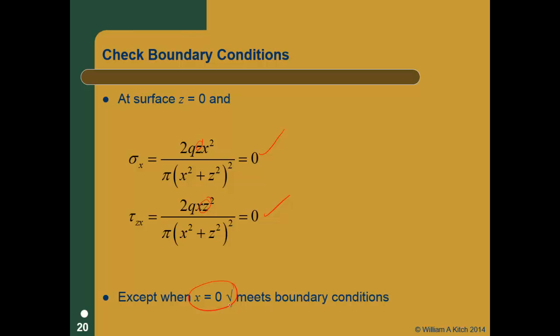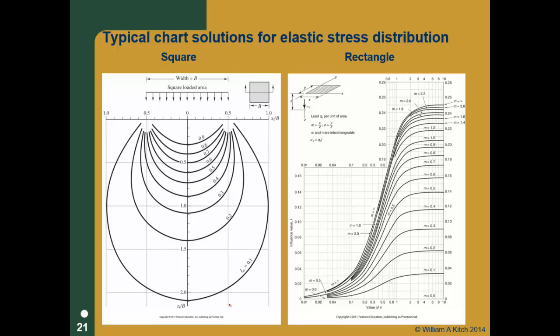So that's good because it checks out for the stuff that's simple for us. So that's how we come up with these solutions. Now, what's the difference between that solution and these two solutions I show on this page?